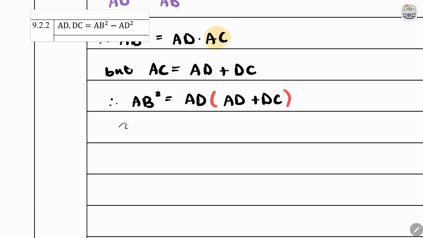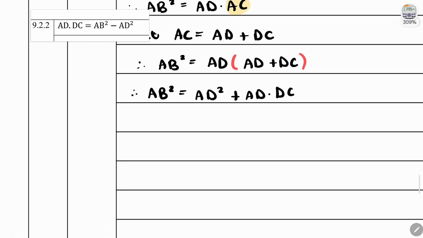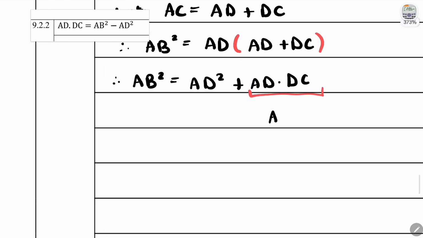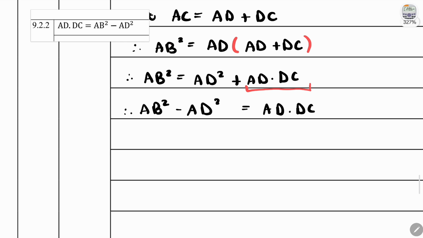Okay, so you see where that AD squared came from. So it means that AB squared is equal to, this distributes in and becomes an AD squared, and that distributes in and becomes AD times DC. I just want to put it in their order. Now all they did was make AD times DC the subject. So AD times DC is equal to, and we transpose the AD squared, so we have AB squared minus AD squared. And there we go. That's what they have.